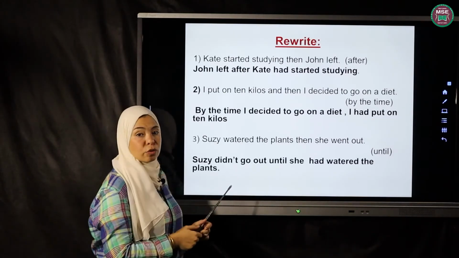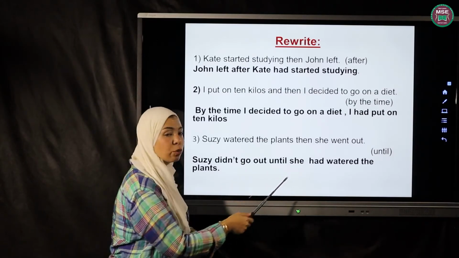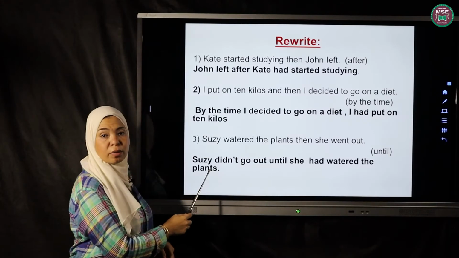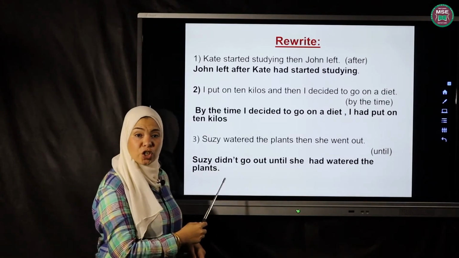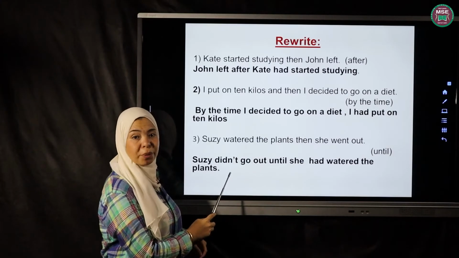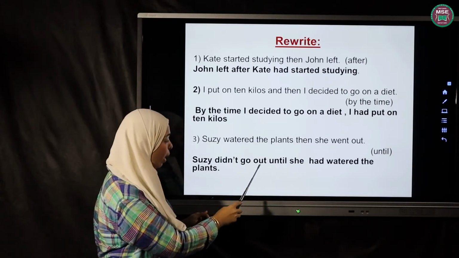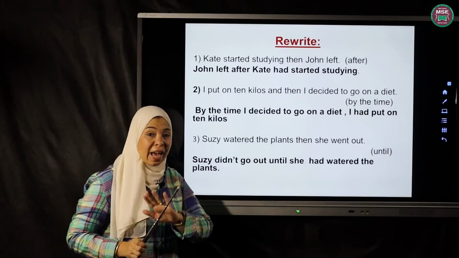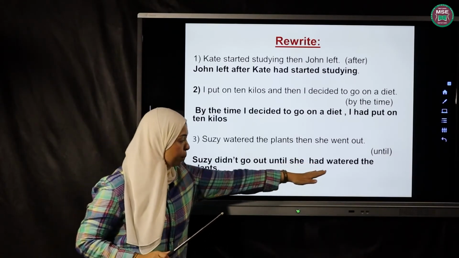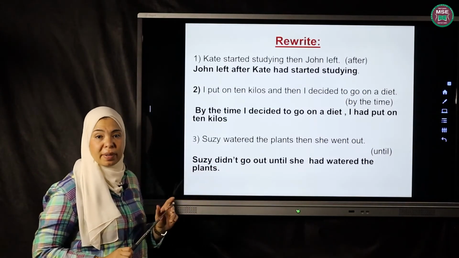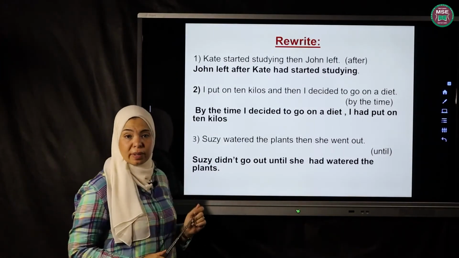Susie didn't go out. She didn't go out until she had watered. It means that she had watered first, then she went out. But instead of saying she went out, I have to use until. So there should be negative form. She didn't go out until what happened? Until she had watered the plant. Happened, then finished, followed by another action, also finished in the past. This is a very important sentence.